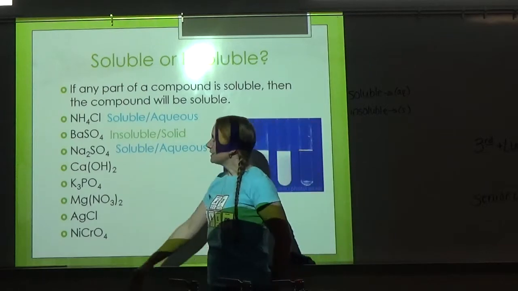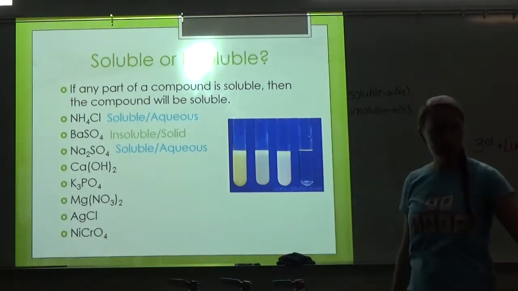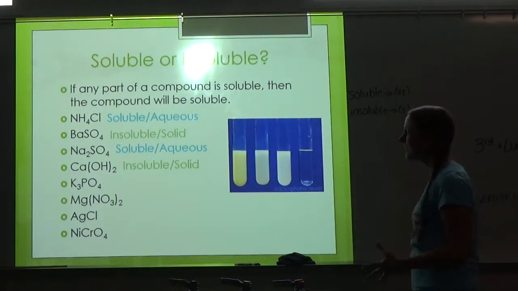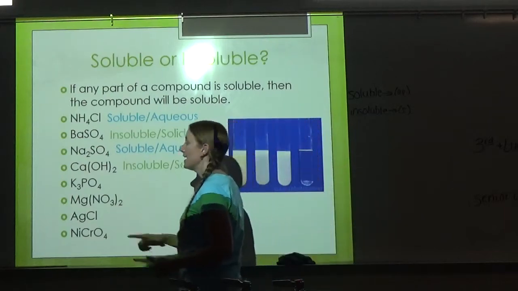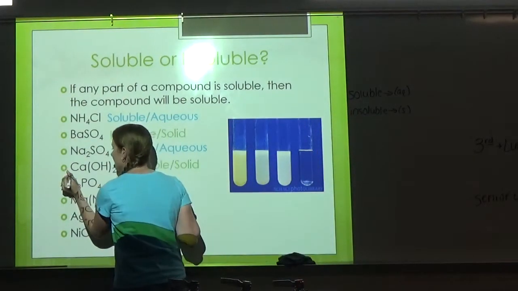Our next one, OH. If you look at the very bottom of your solubility rules chart, it is insoluble. So it will be a solid. Now our next one's where it gets a little tricky. K is a group 1 alkali metal. So it is soluble.